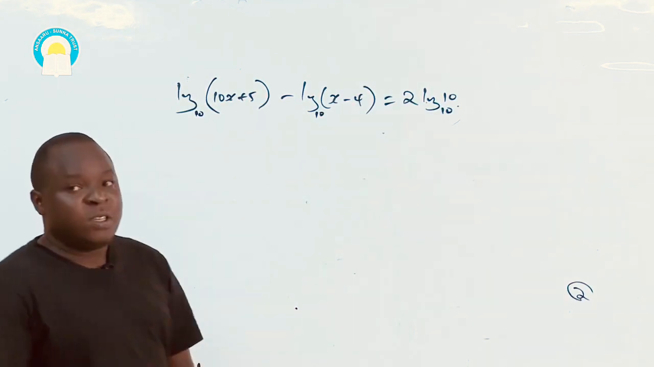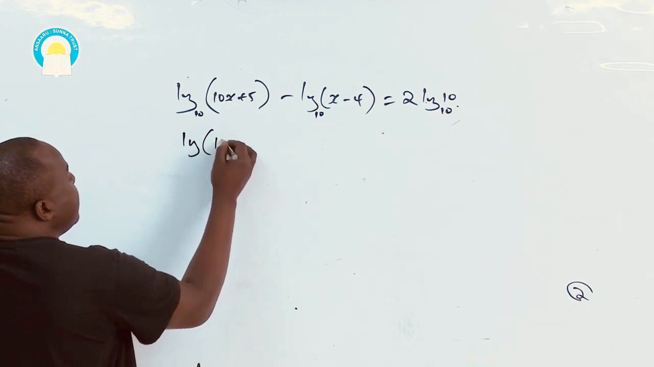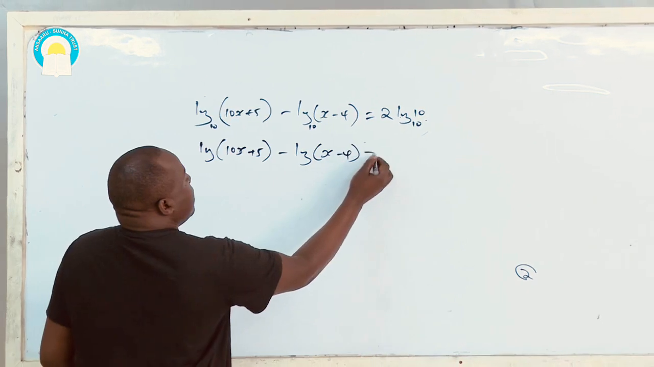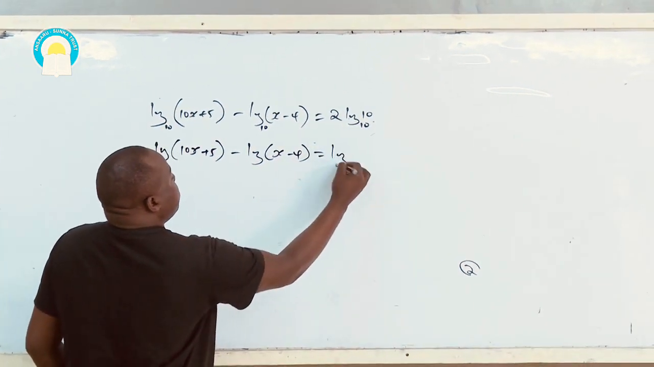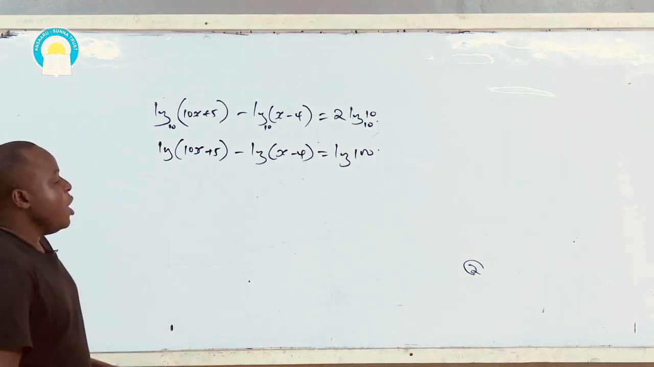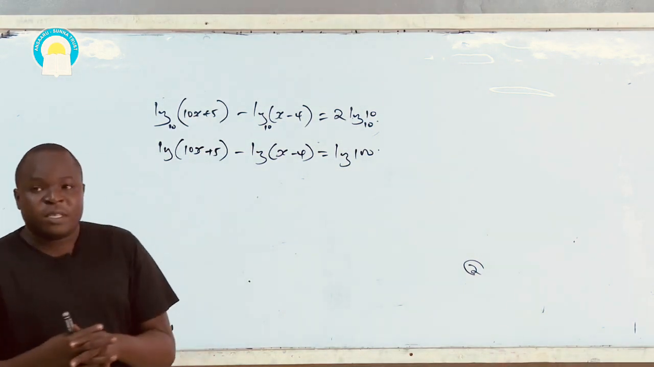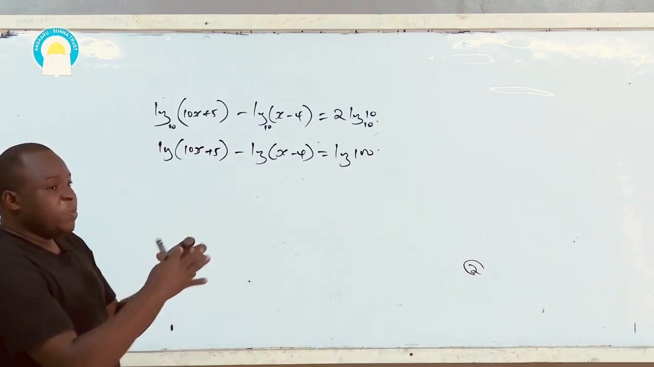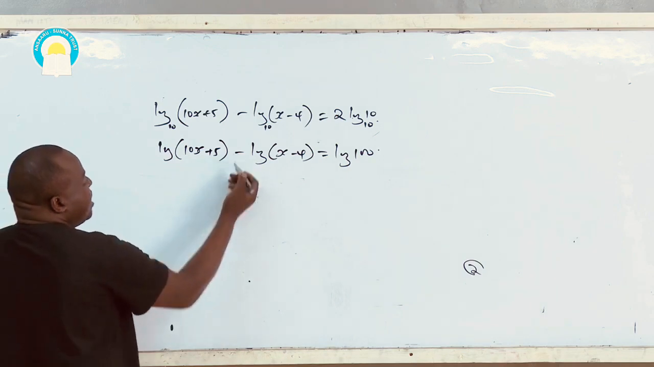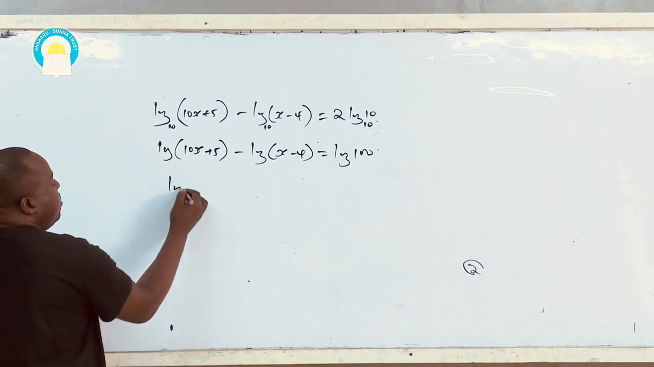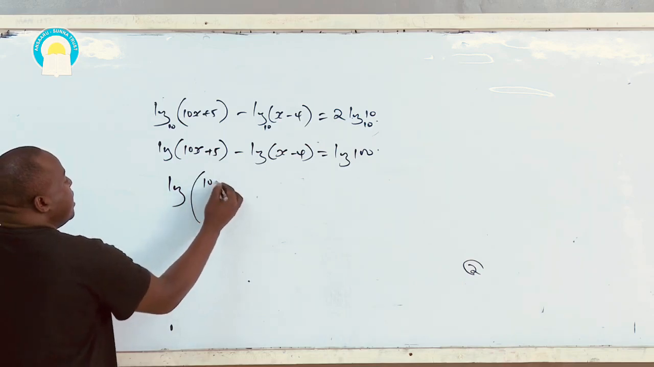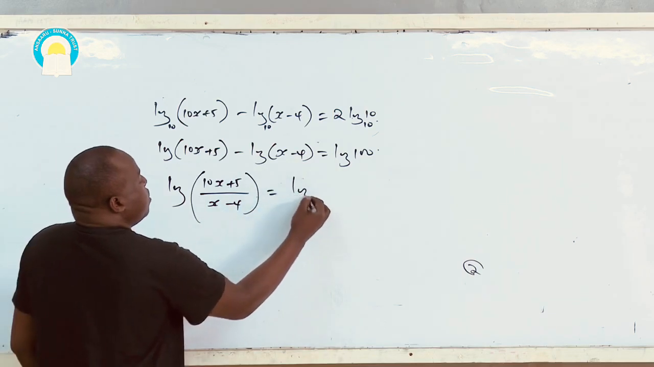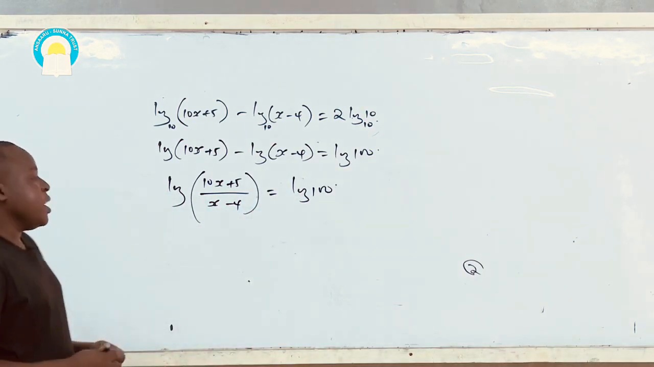So I have to get rid of this, which would be log(10x + 5) minus log(x - 4) equals, on the other side, log 100. Okay, now I have logs on all the terms. I don't have coefficients. So the next thing is just to do the operation using the other laws, which would be minus, I divide. So as a single log, this would be (10x + 5)/(x - 4) equals log 100.